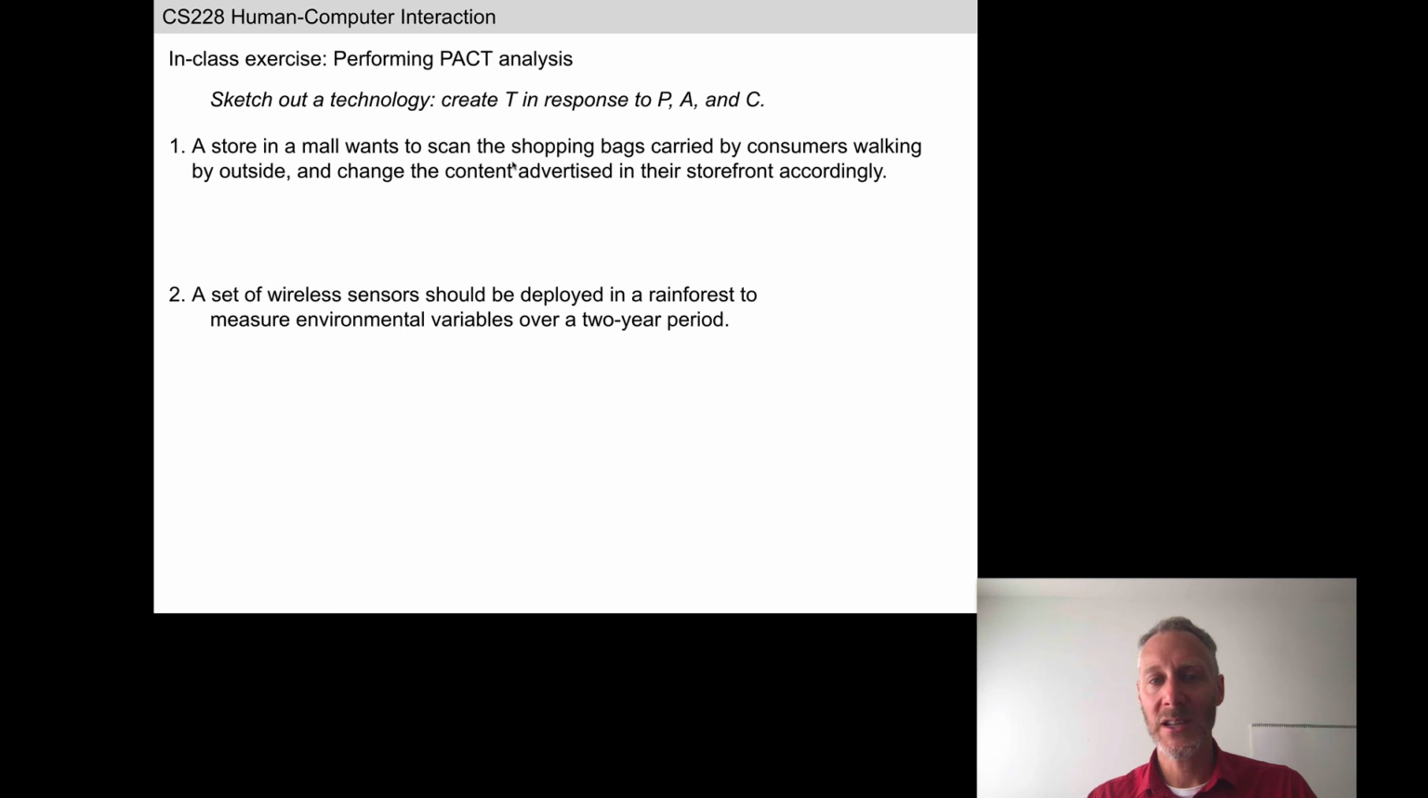What are the aspects of technology you need to keep in mind? And what are the unspoken aspects? What are the unspoken features of context that are going to matter here and should influence your design of this technology?